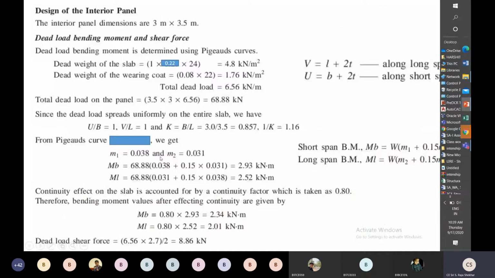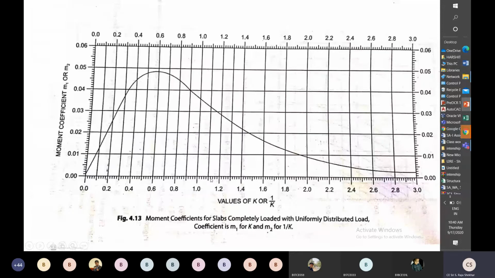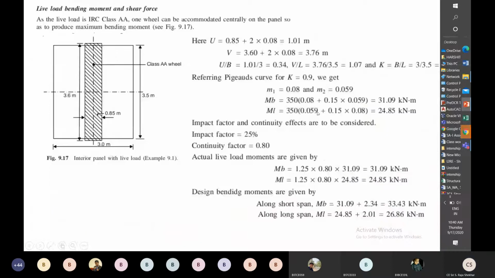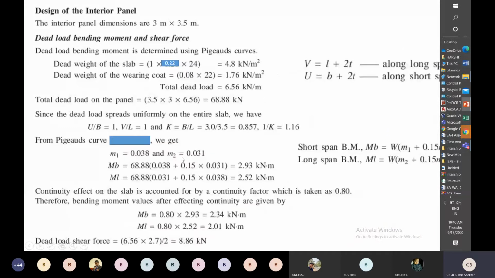0.038. So for the 1 by k value of 1.16, we read the m2 value from the same curve, somewhere here at 1.16. m2 is equal to 0.031. If you substitute the dead load coming onto the panel, that is small w into m1 plus 0.15 m2, you will get the bending moment about the shorter span as well as the bending moment about the longer span due to dead load.